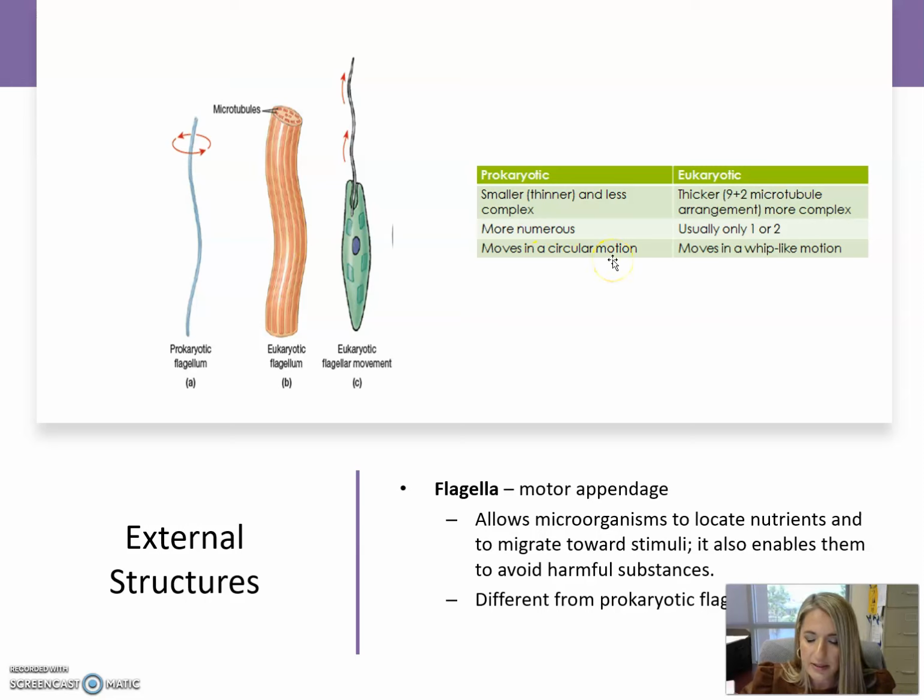And then the last difference is the actual type of movement. With prokaryotic cells or bacterial cells, when their flagella move, they move in a circular motion. When they want to run, they turn counterclockwise. And when they want to tumble, they turn clockwise, but it's a circular motion. With eukaryotic flagella, they move in more of a whip-like motion versus a circular motion. So the actual type of movement is different.